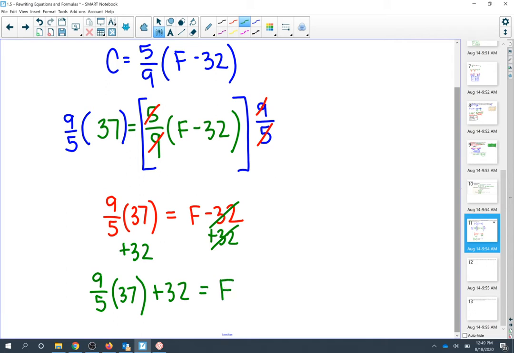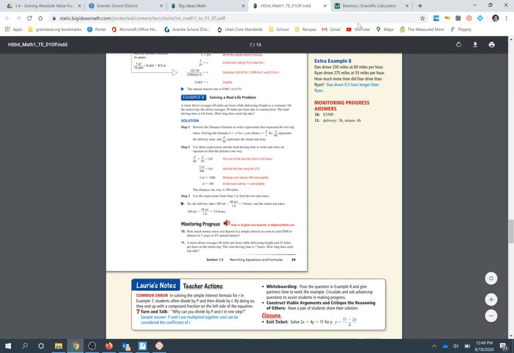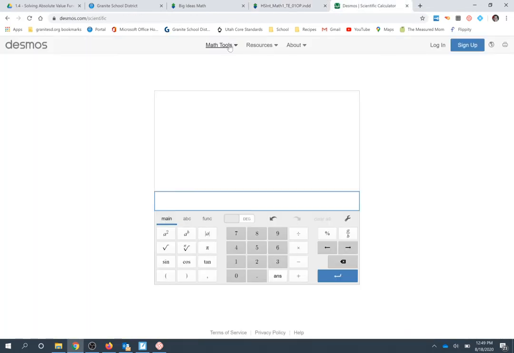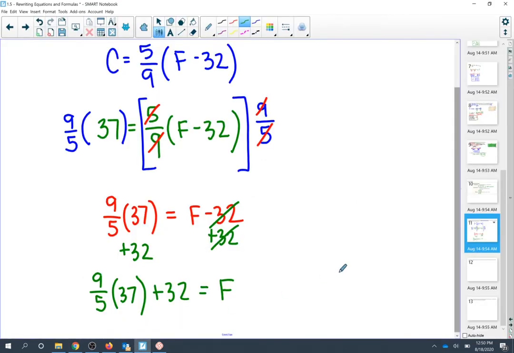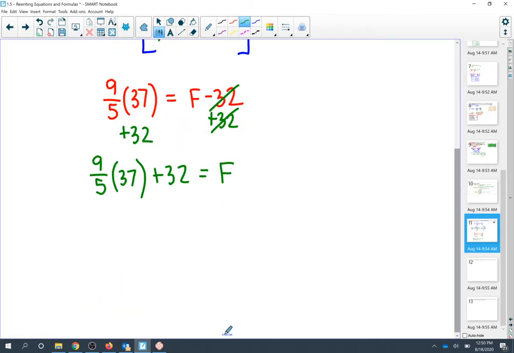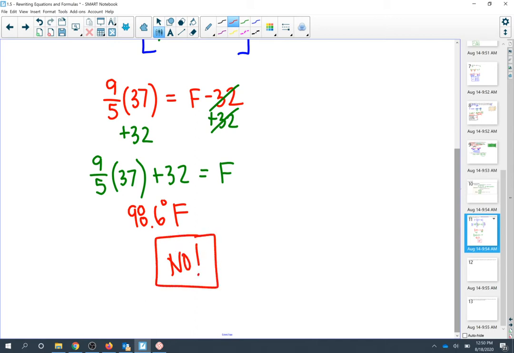Now remember, we're trying to compare this to 100 degrees because your temperature in Fahrenheit, if it's above 100, you have a temperature. If it's below 100, you don't have a temperature. I cannot do this math in my head, so I'm going to go grab my calculator on Desmos. Under Math Tools, it's your scientific. We're working with 9 divided by 5 out to the side times 37. Close that parenthesis, plus 32. And that's going to give us 98.6 degrees. So I know this is 98.6 degrees Fahrenheit. So does your friend have a temperature? No, because his temperature is below 100 degrees.